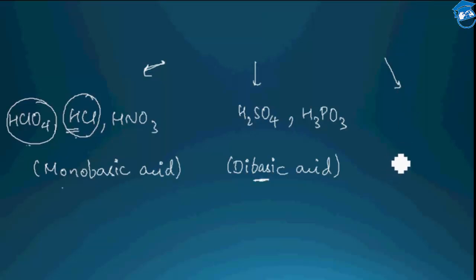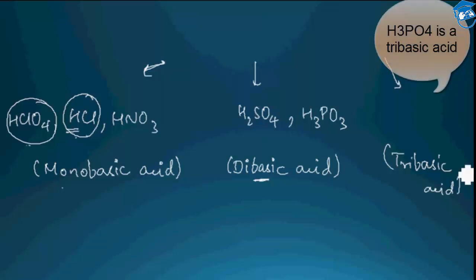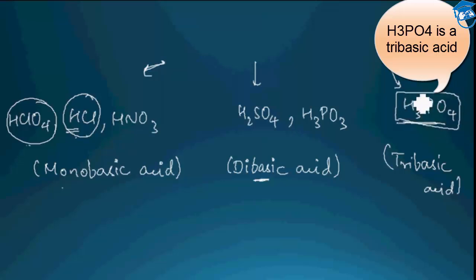Likewise, you can also have tribasic acids in your question. For instance, H3PO4, also known as phosphoric acid, is an example of a tribasic acid. In H3PO4, all 3 hydrogens have the ability to come out in the form of H positive when present in aqueous medium. So it is tribasic. Whereas in H3PO3, only 2 hydrogens have that ability, because the last hydrogen is not bonded with oxygen. Here all 3 are bonded with oxygen, so they all can come out in the form of H positive.